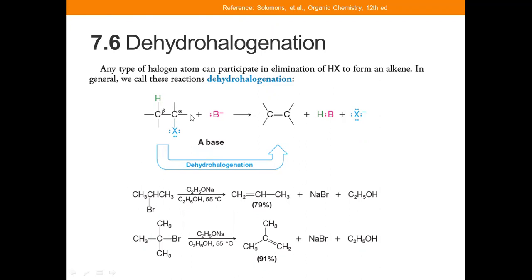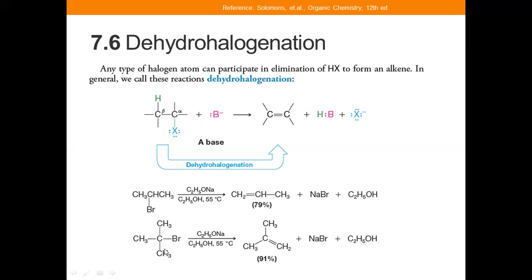Okay, so you have a base that would abstract a proton to form your alkene, and you have an example that we have already discussed before. Of course, again, you've learned that an elimination reaction will always be a competing reaction with the substitution reaction. So here you have your ethoxide trying to eliminate the protons to form your alkene. You only get 79% for this kind of reaction.